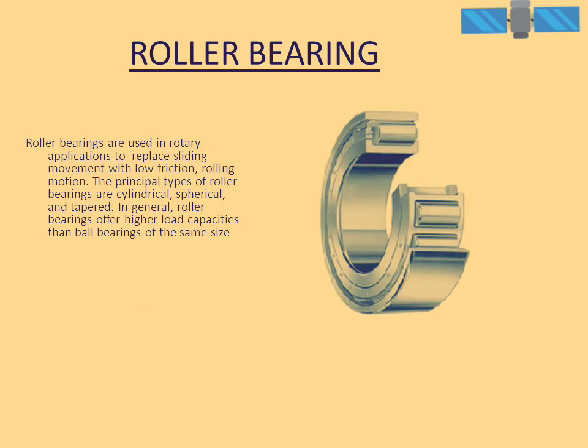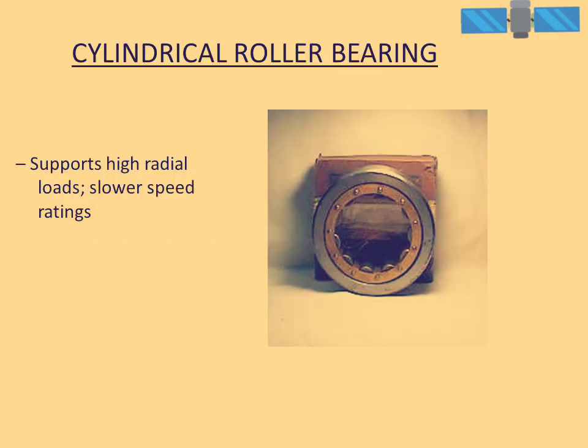Roller bearing. Roller bearings are used in rotary applications to replace sliding movement with low friction, rolling motion. The principal types of roller bearings are cylindrical, spherical, and tapered. In general, roller bearings offer higher load capacities than ball bearings of the same size. Cylindrical roller bearing: supports high radial loads, slower speed ratings.